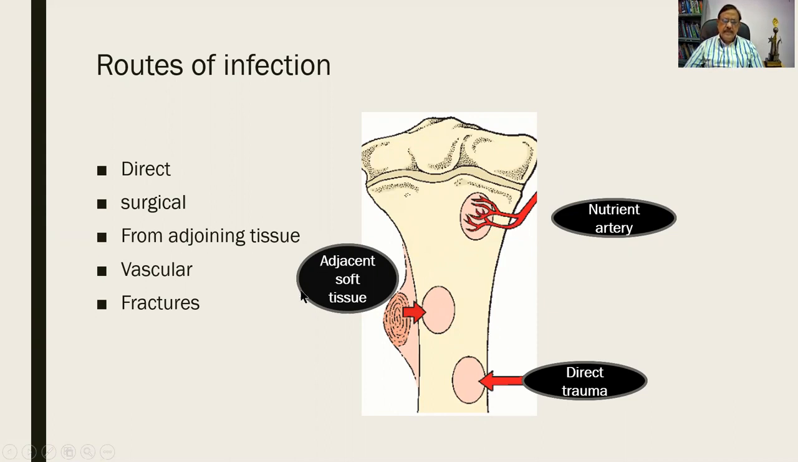From the adjacent surface or the tissues, whenever there is an infection or an abscess, there can be an infection to the underlying bone. Fractures, of course, can lead to an infection. So these are the routes of infection. Please do remember them.